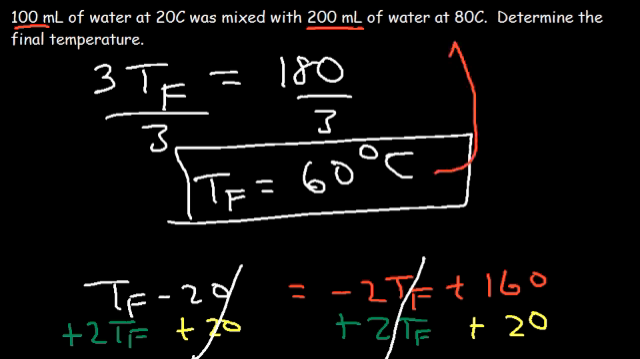As we can see, it's closer to 80 than it is to 20 because we have more of the hot water sample, and so that's why it's close to 80. So now let's talk about enthalpy, delta H. Delta H measures the amount of heat energy that flows into or out of the system at constant pressure.